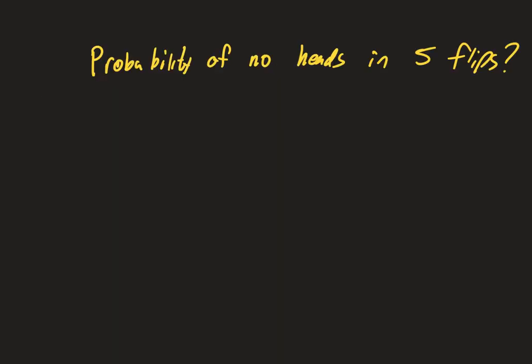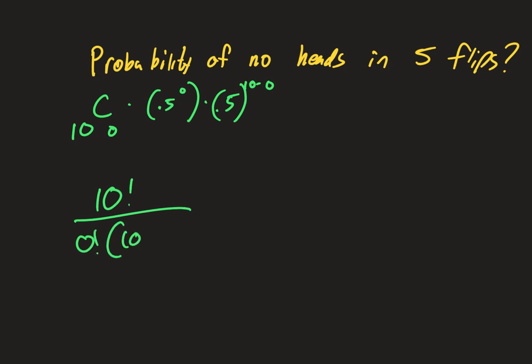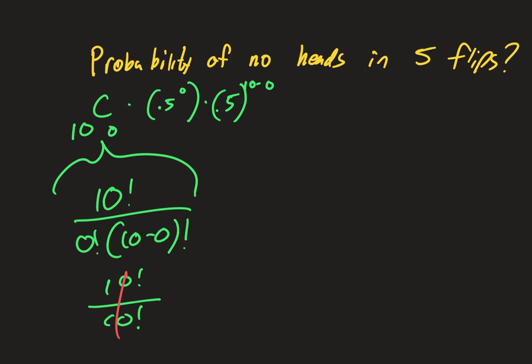Probability of no heads. So if I did that, it would be 10 combination 0 times 0.5 to the 0 times 0.5 to the 10 minus 0. And if that's the case, this would be 10 factorial over 0 factorial times 10 minus 0 factorial. That's the equation for combinations. That would be 10 factorial over 10 factorial, which is 1. There is only one way to have no heads at all. That would be all of them tails. It would end up being just 0.5 to the 10th power, which is pretty unusual.